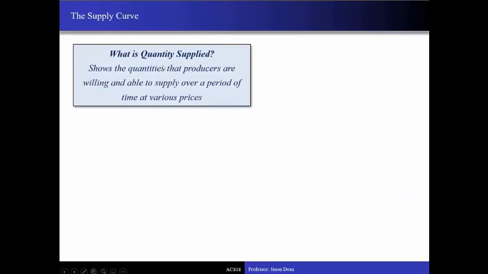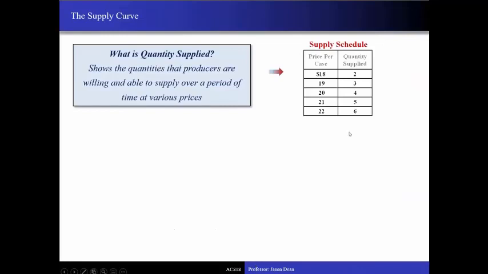Yep, exactly. So quantity supplied here, just to back up a bit, is just how much a firm would be willing and able to offer for sale at various prices. A lot of the technical stuff here is exactly the same. A supply schedule is, again, just the data for the supply curve. We have the prices listed and we have the quantity supplied. So if the price here is $18, we would say 2 units would be offered for sale.